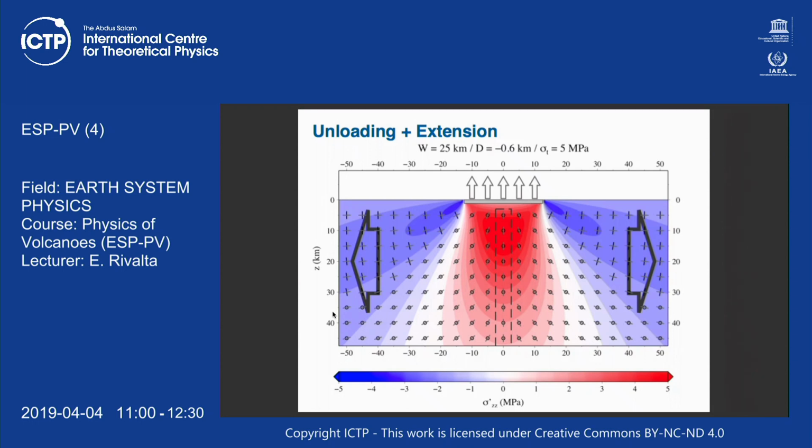So actually one can see from this figure already, before the simulation of the dike propagation, that the favored arrangement for magma is horizontal if you model the stress field in this way, because the decompression due to this mass removal is very big.